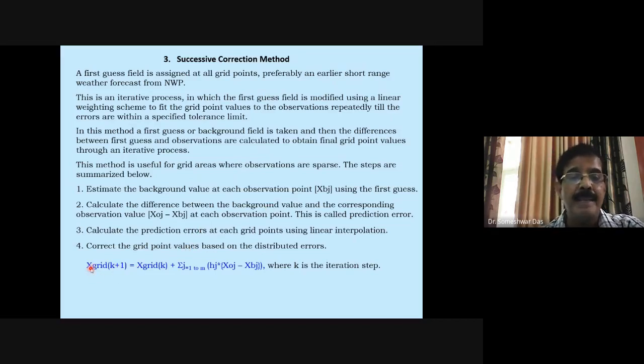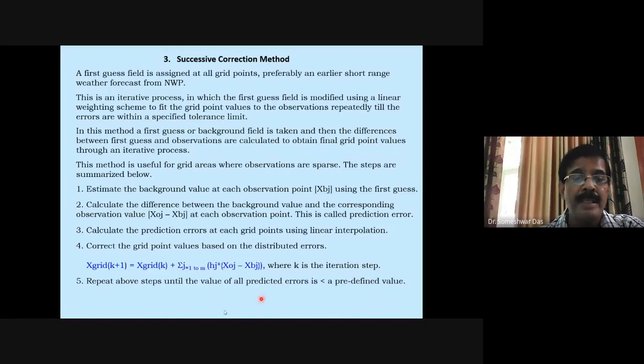The new value at the grid point at the iteration k plus 1, where k indicates the iteration number. The new value of x, which can be either temperature or specific humidity or the wind components u and v, etc., whatever. The new value of that variable is equal to the old value of that variable at iteration number k plus the sum of all the observations that we have considered within that radius of scan times hj, which is the weighting factor for that observation, times xoj minus xbj, observation minus background, where k is the iteration step.